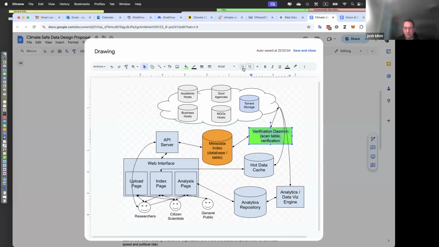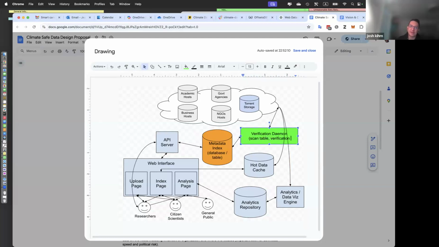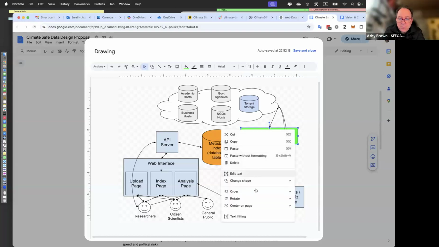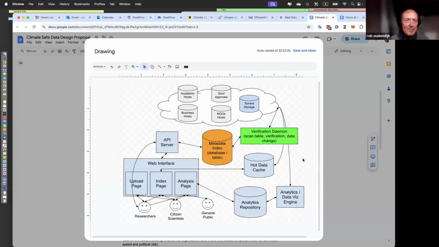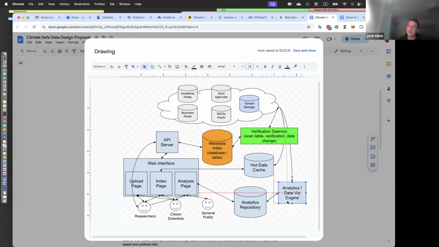You mean that the data has been changed? That's what you mean with verification? Yeah. It also gets kicked off whenever a new data source is added, right? So we have a baseline. Okay. And the third thing it can do when data is uploaded is that it can check for duplicates.